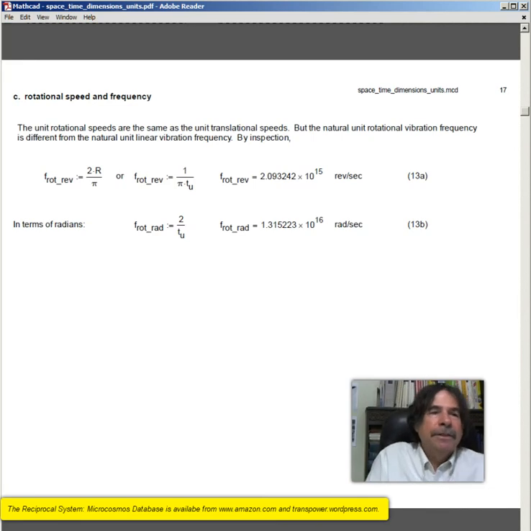Rotational speed and frequency. The unit rotational speeds are the same as the unit translational speeds, but the natural unit rotational vibration frequency is different from the natural unit linear vibration frequency. Obviously, we have to use pi here, so we get 2.093242 times 10 to the 15th rev per second, or in terms of radians, 1.315223 times 10 to the 16th rev per second.